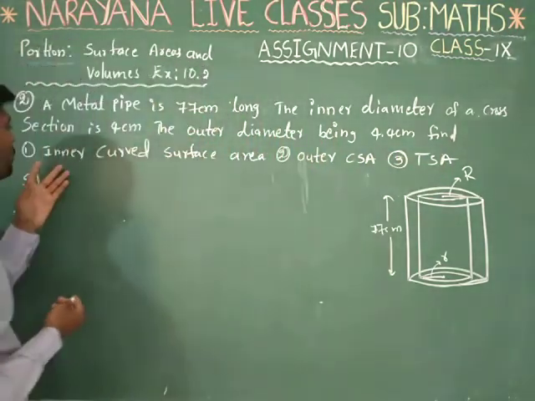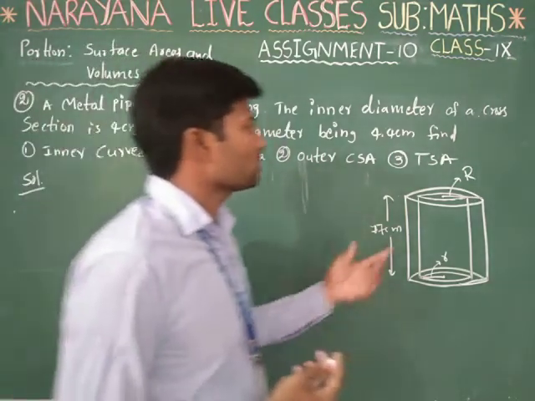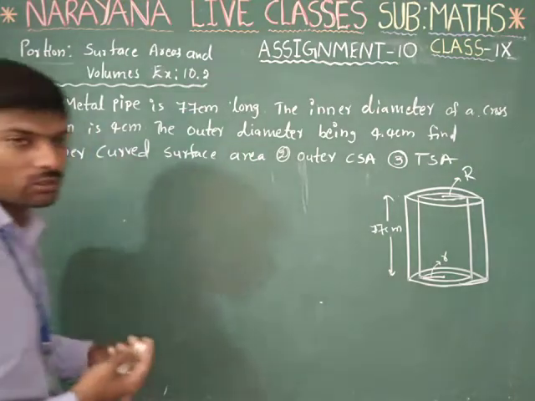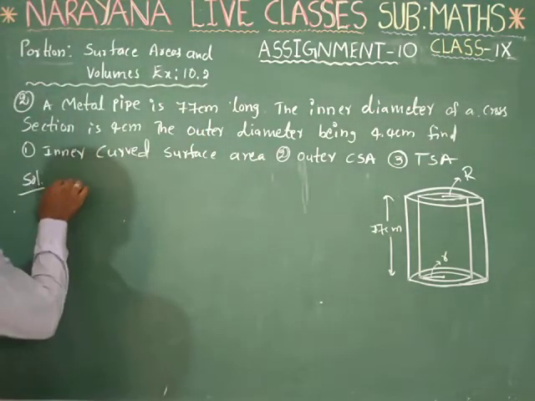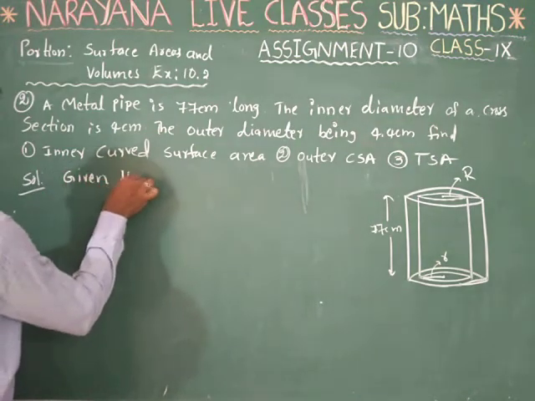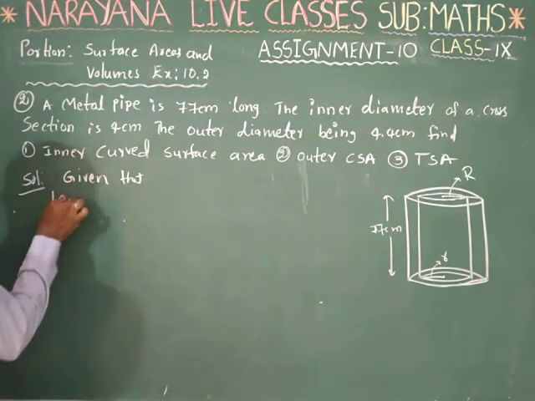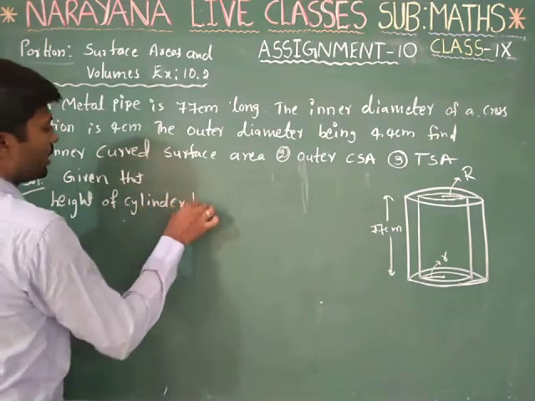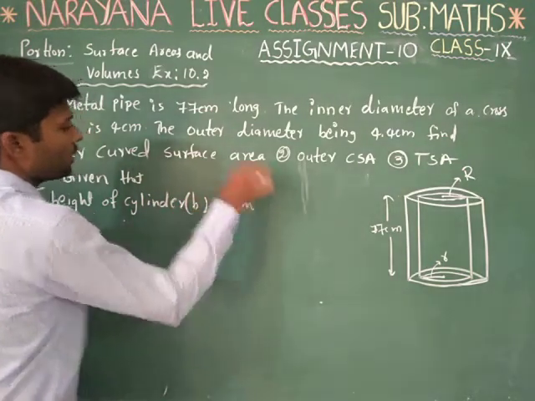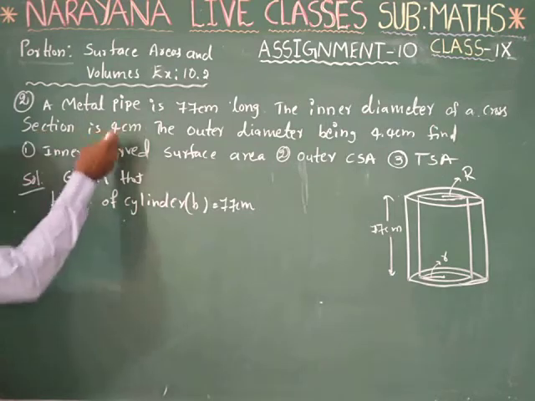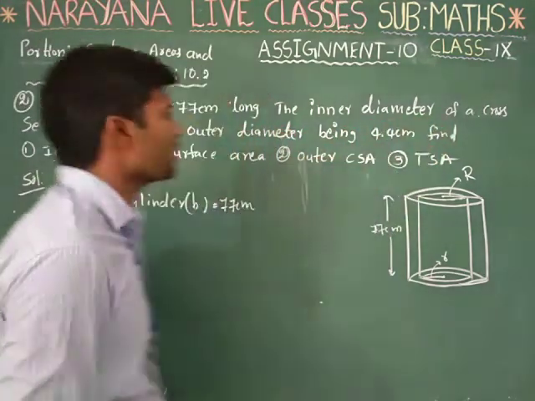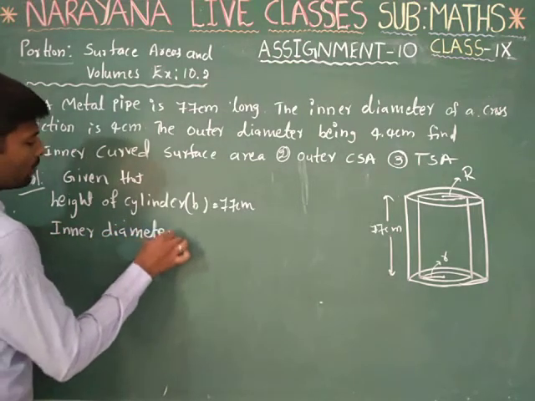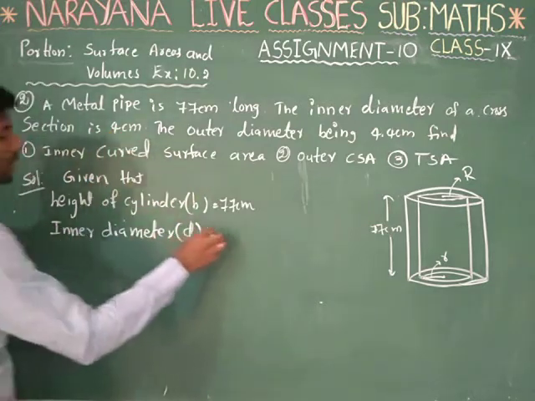So before going to find the inner curved surface area, first we have to find the radius. He has given only the diameter, so first we have to convert it into radius. Given that the height of the cylinder h is equal to 77 centimeter. Next, what is the inner diameter? Let me take it as the inner diameter. He has given small d as 4 centimeter.